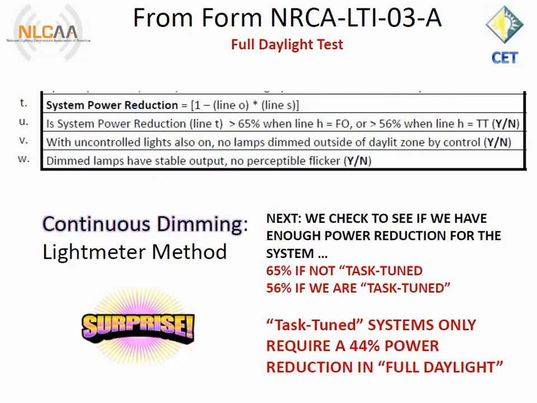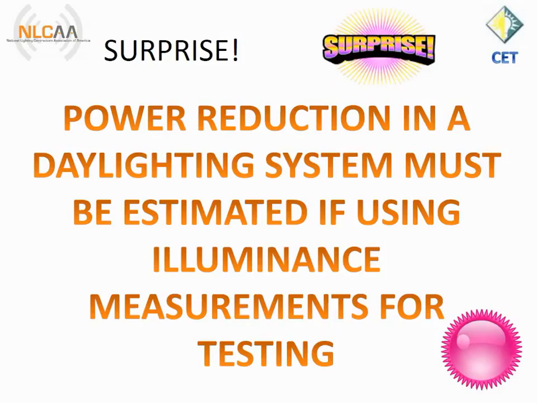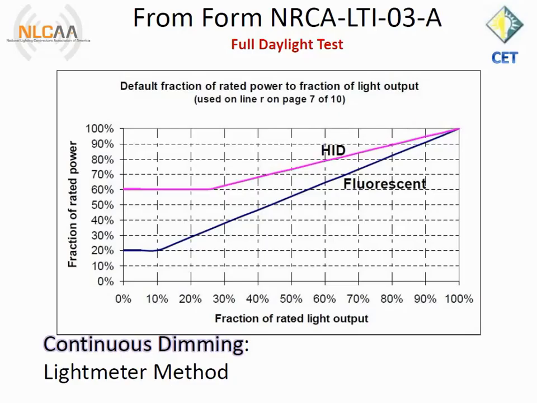Shown on the acceptance testing form, a task-tuned system need only achieve a 56% reduction to pass on power reduction. Surprise, surprise. Also, illumination reduction and power reduction may not be used in an interchangeable manner as they were during demand response testing. Rather, the technician has to estimate power reduction from illumination reduction if he is not measuring power reduction directly.